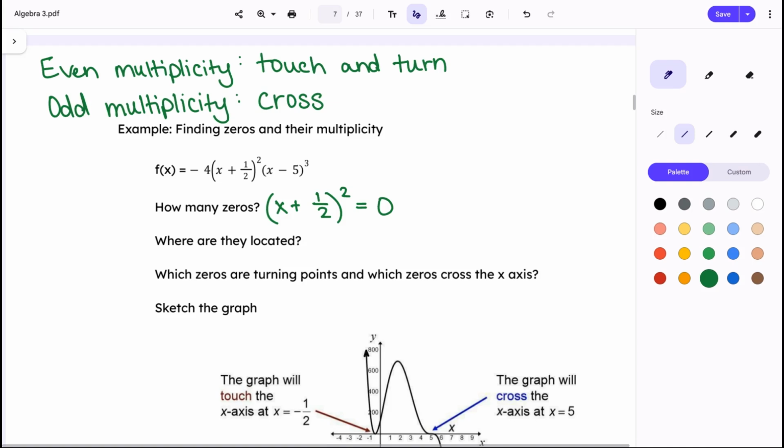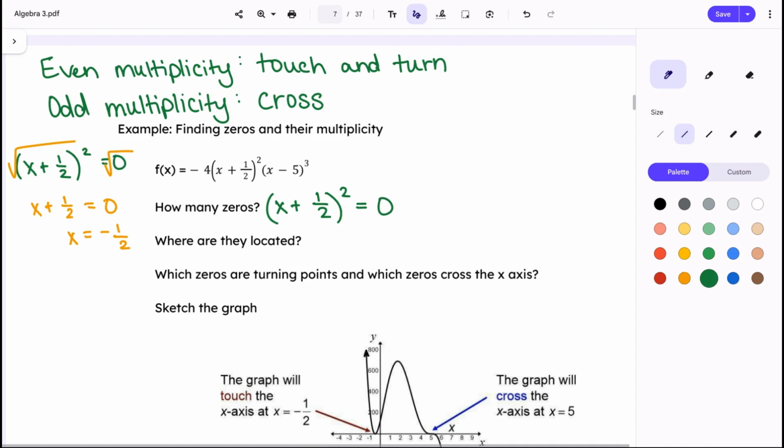So I could square root both sides to get rid of the squared. But when I do that, I would start out maybe by square rooting it. I would have x plus a half. The square root of 0, though, is still just 0. I would get -1/2 for my answer.